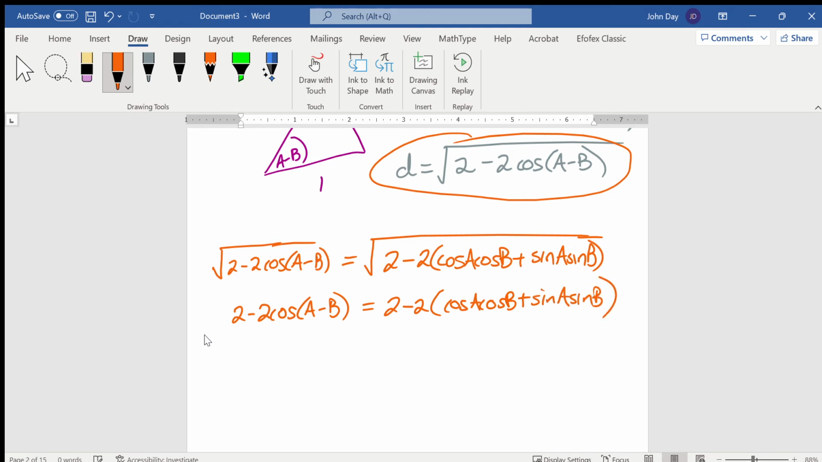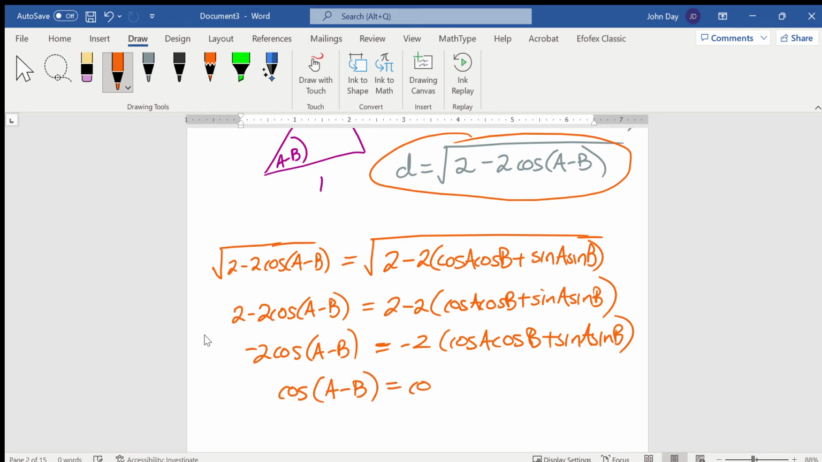All right, take 2 off both sides. So minus 2 cos A minus B equals minus 2 cos A cos B plus sin A sin B. Divide both sides by minus 2. Cos A minus B equals cos A cos B plus sin A sin B.